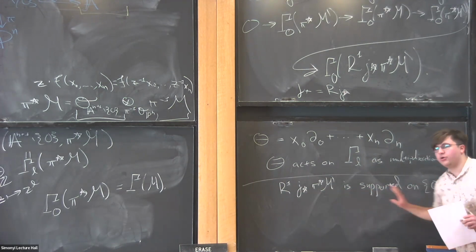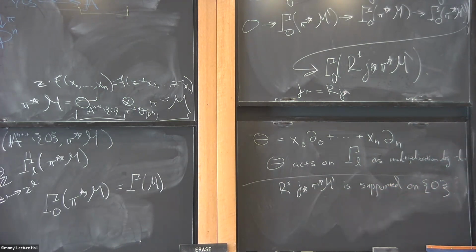So this derived push forward is supported on the origin, but there's a theorem called Kashiwara's equivalence, which says that a D module with closed support is equivalent to the push forward of some D module on that closed subscheme. And D modules on a point are just vector spaces, right? Differential operators on a point, there are none. So D modules on a point are just vector spaces.